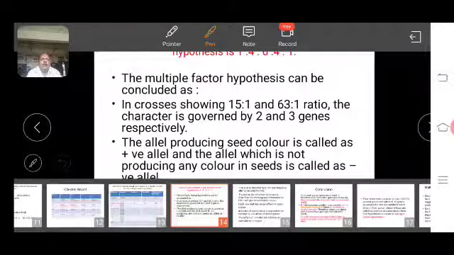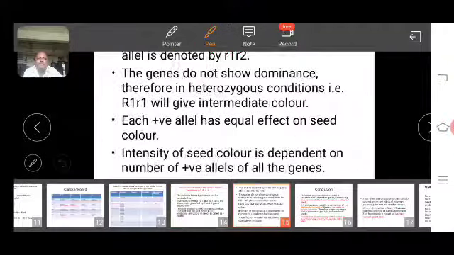The multiple factor hypothesis can be concluded as: in crosses showing 15:1 and 63:1 ratios, the character is governed by 2 to 3 genes respectively. The allele producing seed color is called the positive allele, and the allele which does not produce any color in seeds is called the negative allele. In this case, the positive alleles are capital R1, capital R2, and the recessive alleles are small r1, small r2.